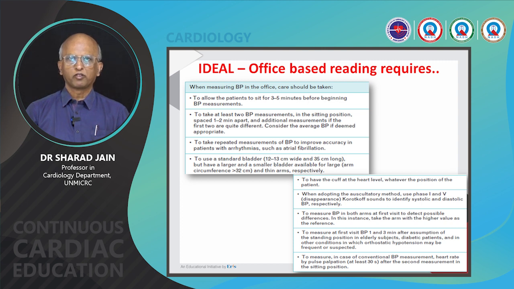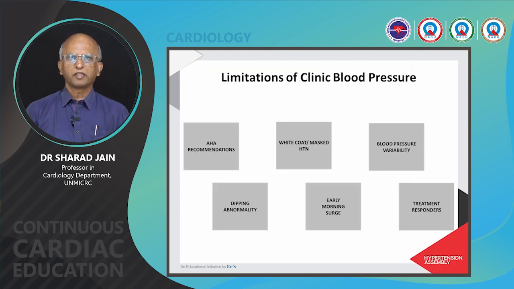At the first visit, measure BP 1 to 3 minutes after standing, and then take the blood pressure in the standing position when the patient has been standing for 3 minutes, which is very important to diagnose orthostatic hypotension, especially in diabetic patients and elderly people. The limitations of clinical blood pressure are various, like white coat or masked hypertension, which I will discuss later. Then blood pressure variability, dipping abnormalities, early morning surge of blood pressure, and treatment responders.